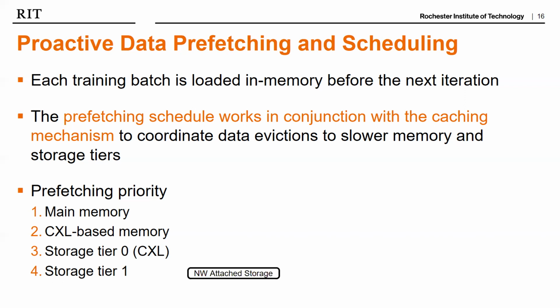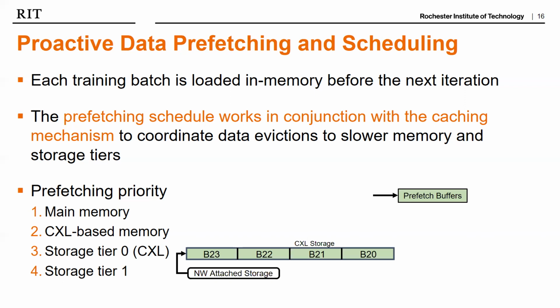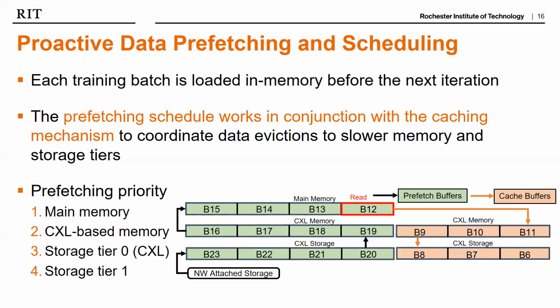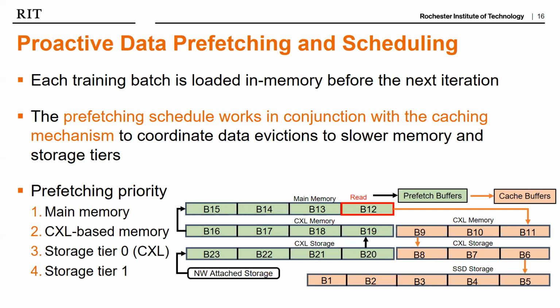To better understand this, the data set usually resides in the network attached storage, from where it is prefetched into the CXL storage, followed by the CXL memory. And once it has to be loaded into the main memory, it is done from the CXL memory, where the batches are read. And after they are done processing, they are prefetched into the CXL memory, followed by the CXL storage, and eventually they end up in the SSD-based storage. And if the data batch is required again, it is read from this SSD-based storage into the CXL storage.